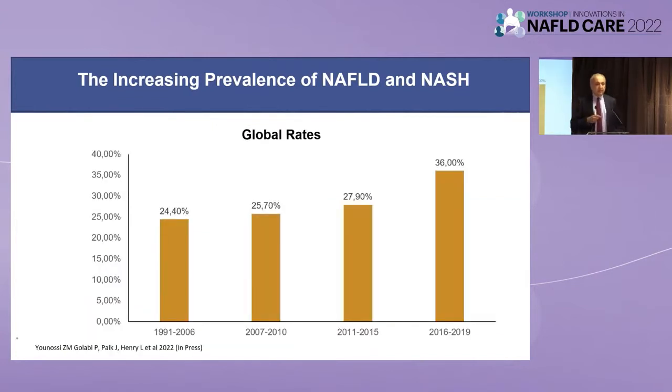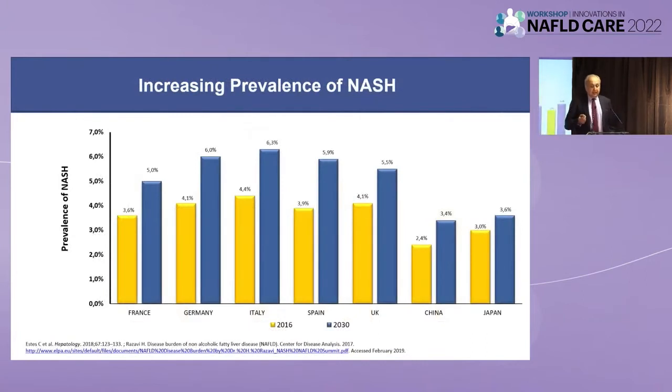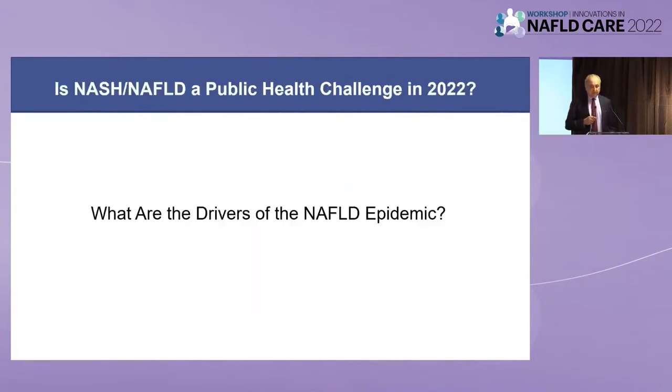This is the global rates from the recent meta-analysis that we have performed. And you can see that that's replicated in the global rates, depending on the periods of time when the data was collected globally. So you can see we went from 24% up to 36% over the past 30, 40 years. The prevalence of NASH, again, has been estimated to go up in different regions of the world. Again, this is from the modeling study that Razavi and his team have put together. I suspect that if you use the same data from our meta-analysis, you'll see the same thing. We haven't done this part yet.